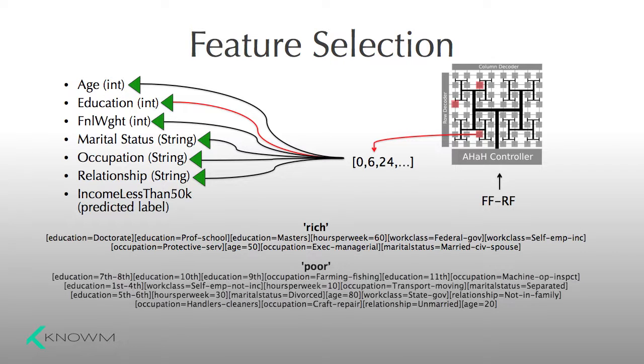Makes sense. What about poor? Well, education: 7th, 8th, 1st through 4th, 9th grade. You have less than a high school level education. You work for the state government instead of the federal government. You're 80 or you're 20, so you're either really young or really old, so you're not working yet. This is interesting, right?